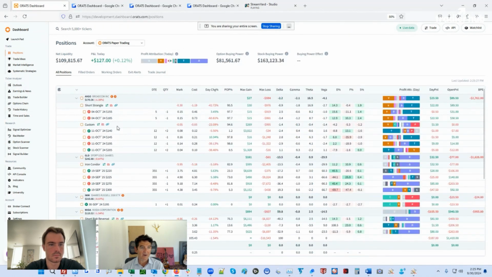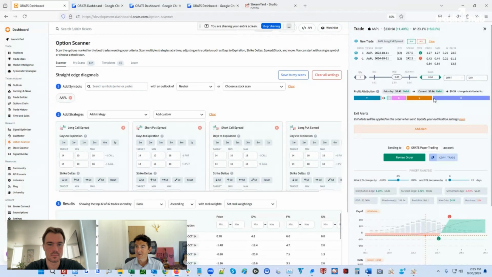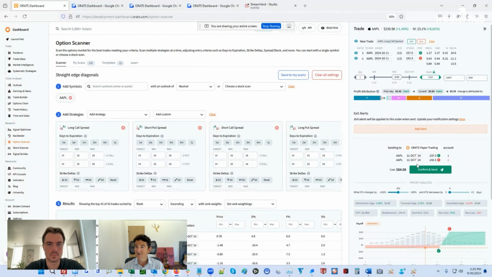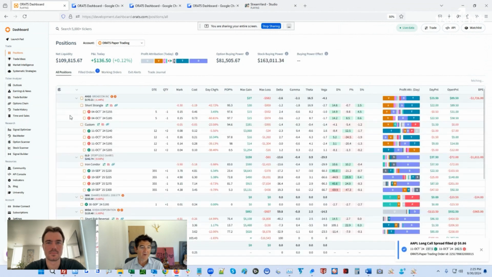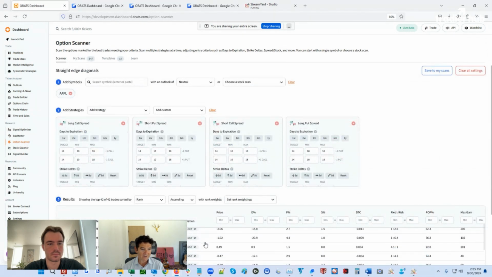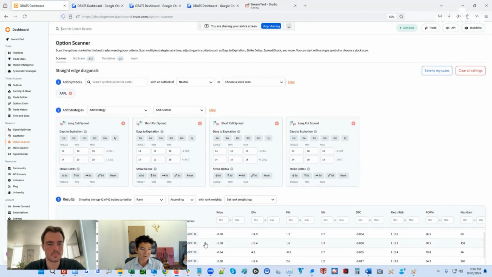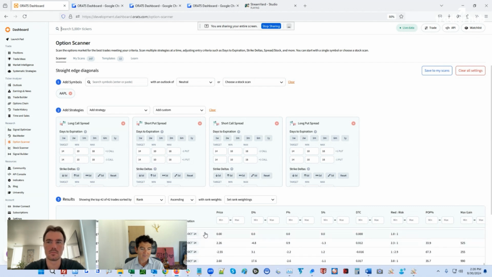So let's go back to the option scanner on call spread. Order. So that's working out. That got filled. Let's go now back to the option scanner, and let's buy that put spread. So the highest long put spread is there.